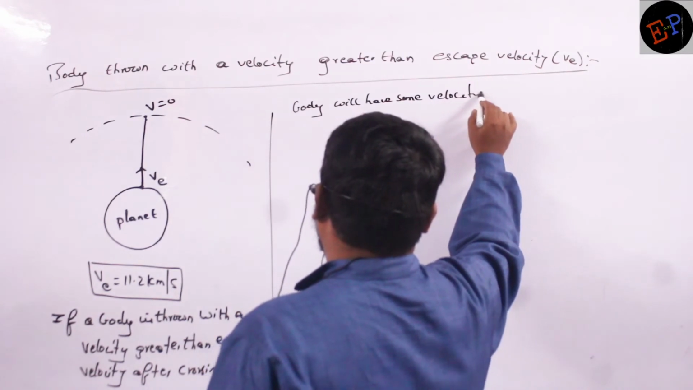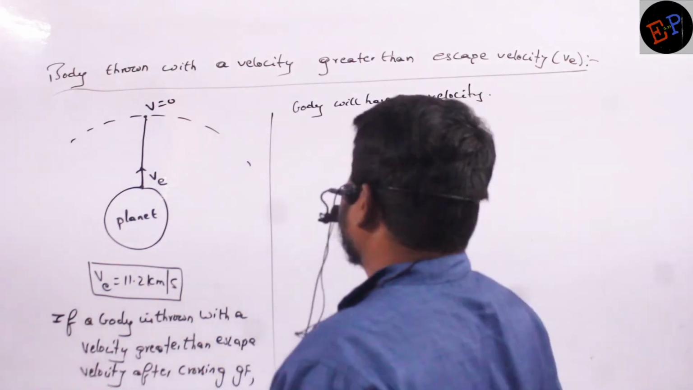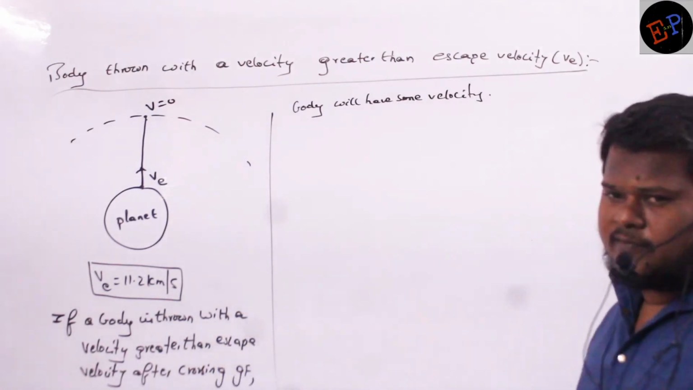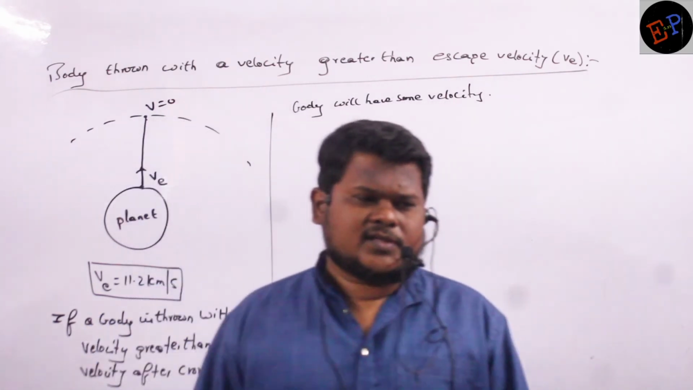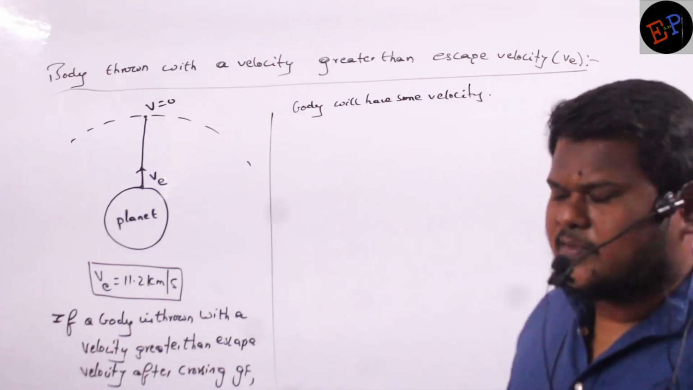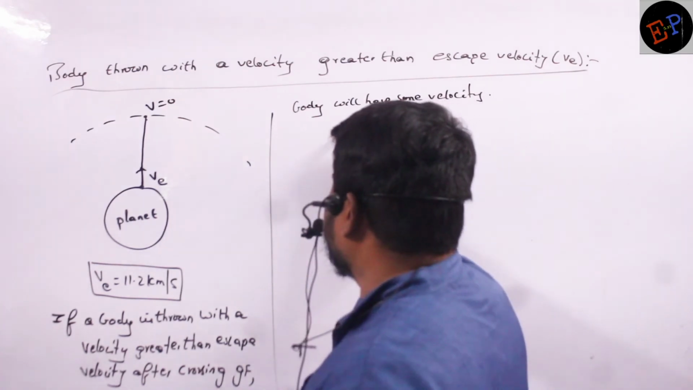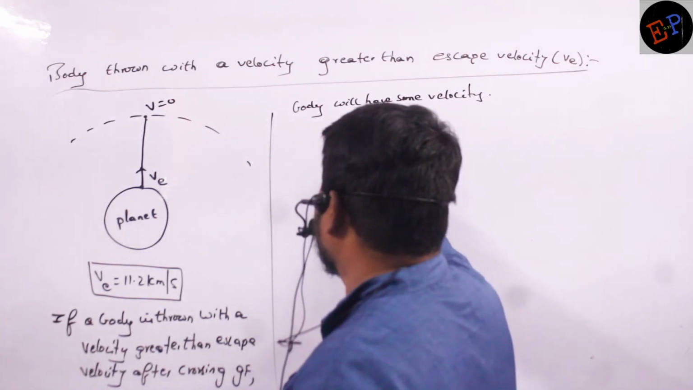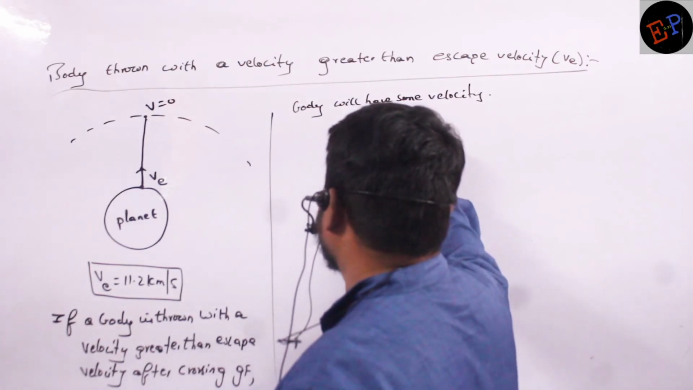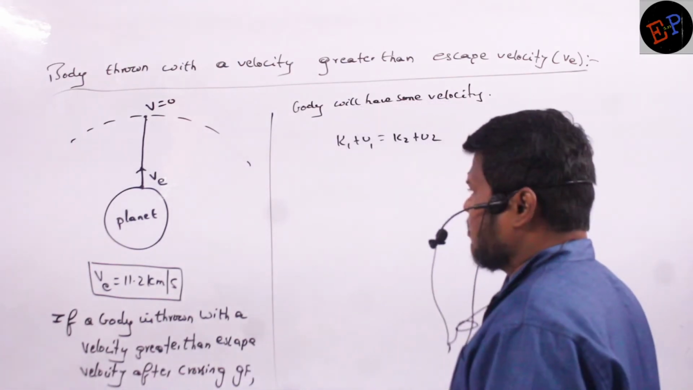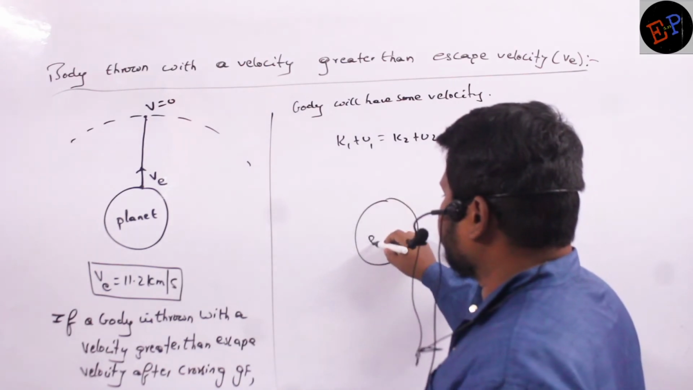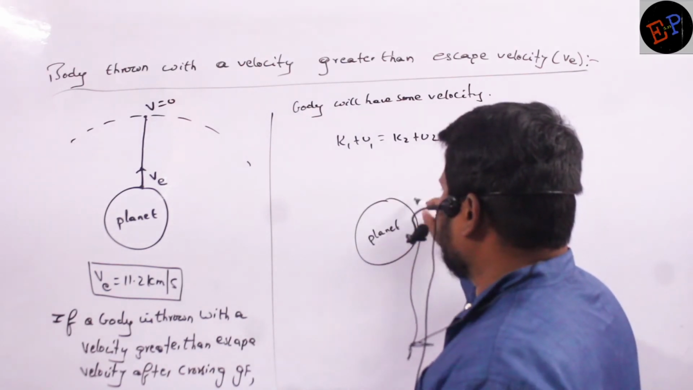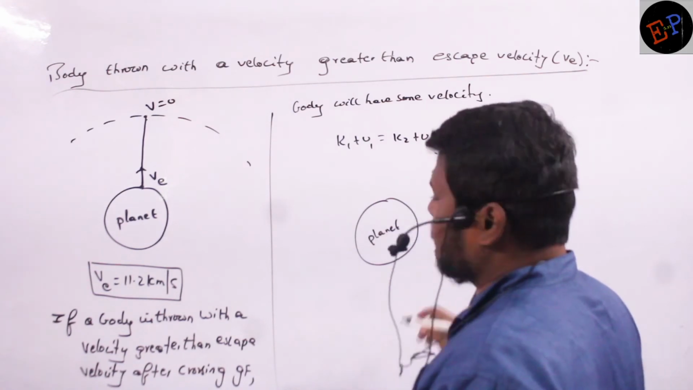So how can I calculate that? Again, I can use the law of conservation of mechanical energy, because only gravitational force is acting. What is the law of conservation of mechanical energy? K1 plus U1 is equal to K2 plus U2. Now let us take the assumptions. So this is the planet, and consider this is the end of the gravitational field.